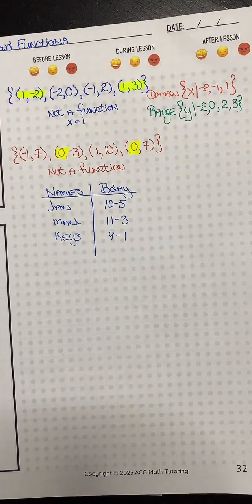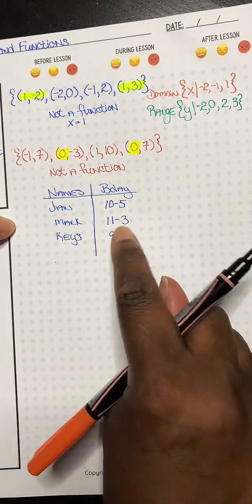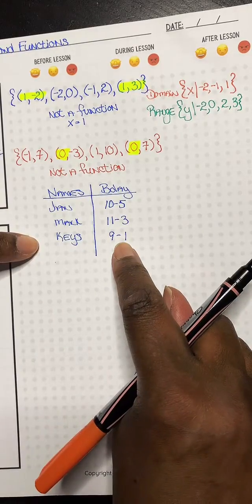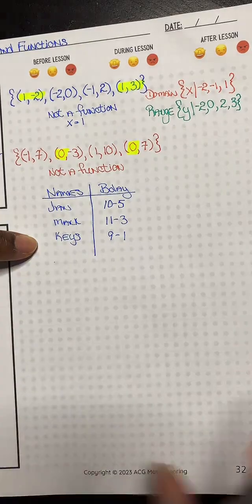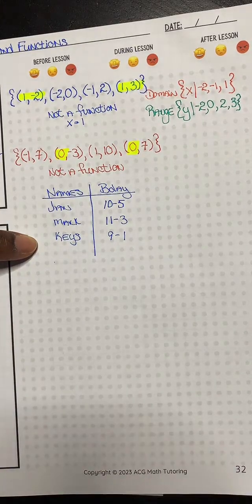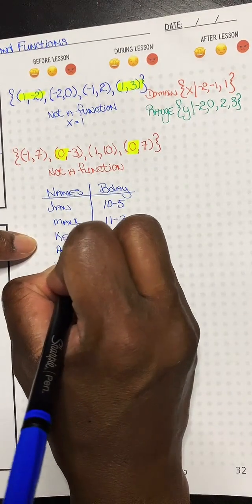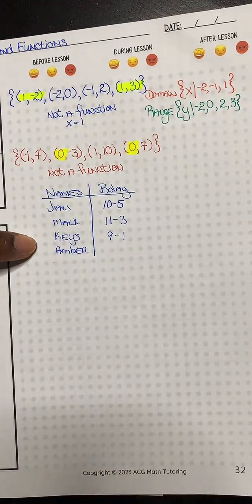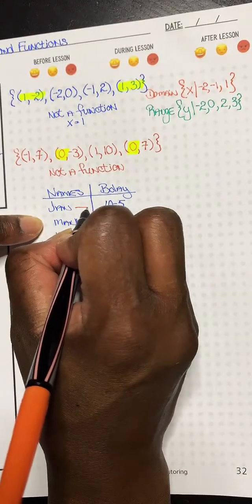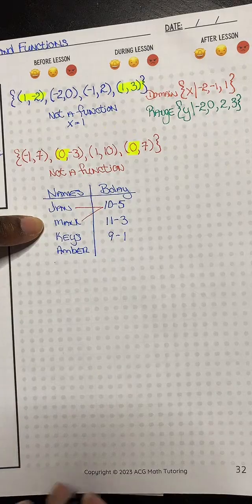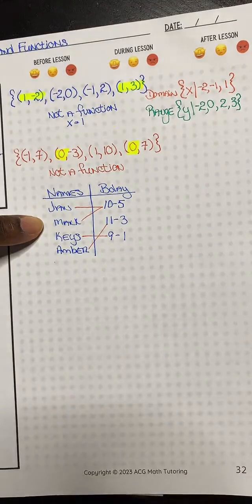Okay. Now, Jan was born October 5th. Mark was born November 3rd. Keys was born September 1st. Right? I'm going to add Amber to the mix because I need to prove a point. All right? So let's say that Mark and Jan shared the same birthday. Okay? Amber was in November. We'll say Keys was in September.